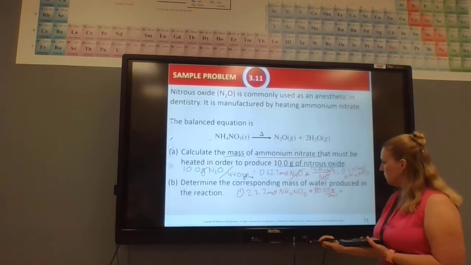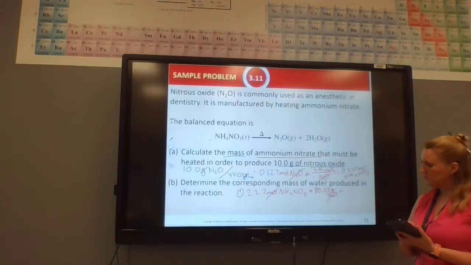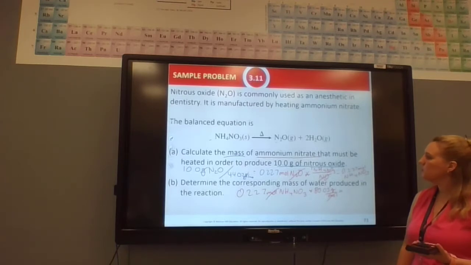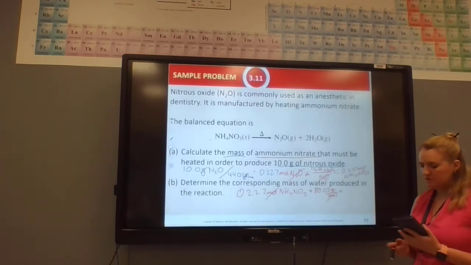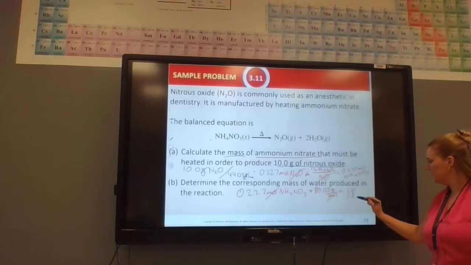When we do this, moles will cancel. We'll be left with grams. We've got 3 significant figures. How many grams of ammonium nitrate? 18.2 grams of ammonium nitrate.